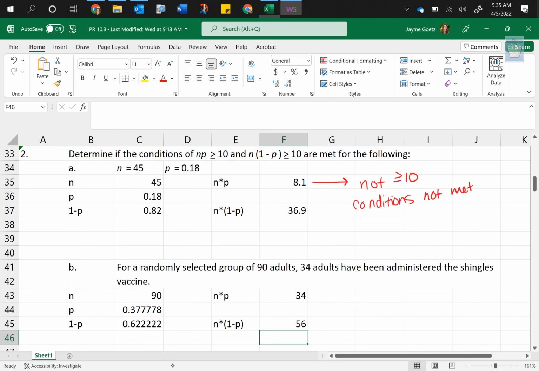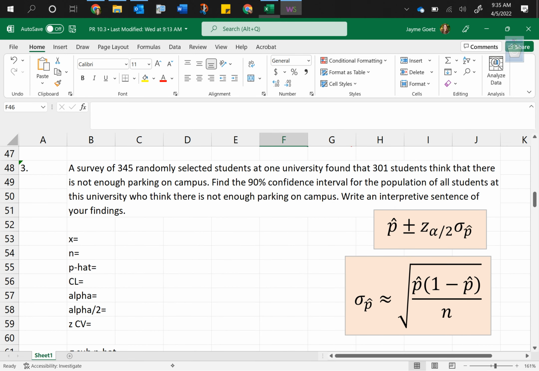Now, since we have done this concept all chapter, I'm not going to dive into each individual part. We're just going to take a step in and start trying these problems. Okay, so if we go down to number 3, it says, a survey of 345 randomly selected students at one university found that 301 students think there is not enough parking on campus. Find the 90% confidence interval for the population of all students at this university who think there's not enough parking on campus. Write an interpretive sentence of your finding.